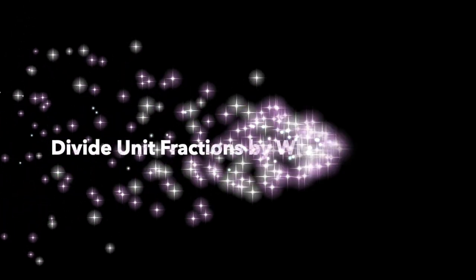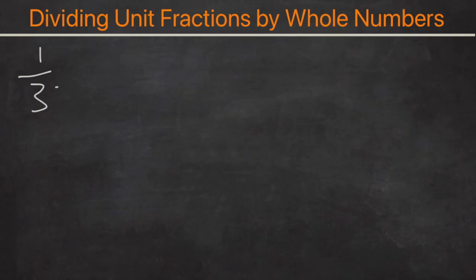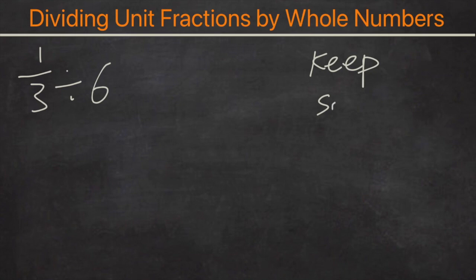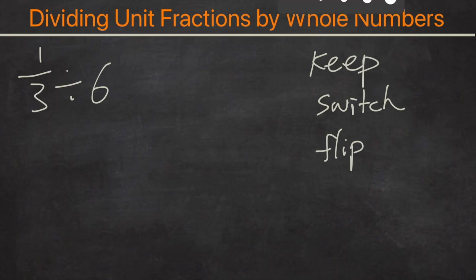In this video, I'll be going over dividing unit fractions by whole numbers. Here is an example: 1/3 divided by 6. Whenever we have fractions in the division, we want to use the rule keep, switch, and flip. And how do we do that?